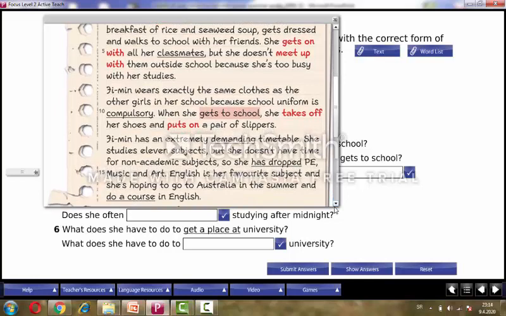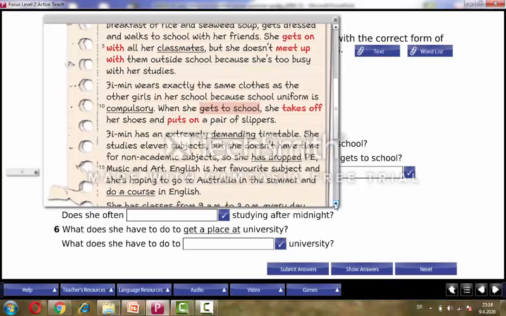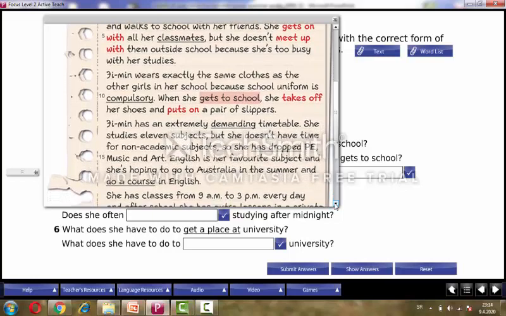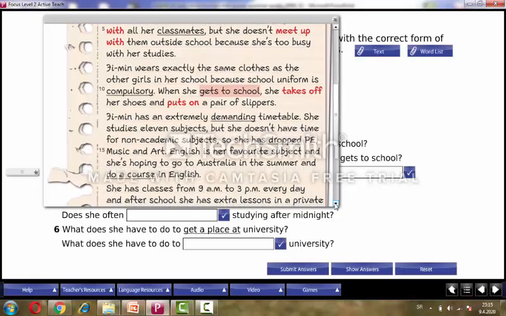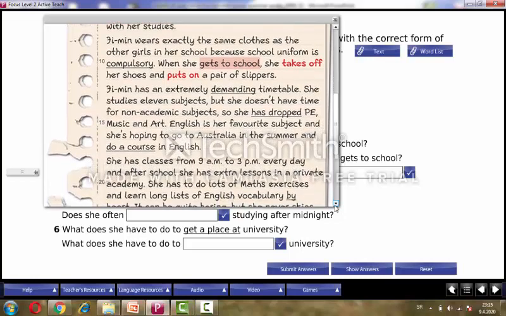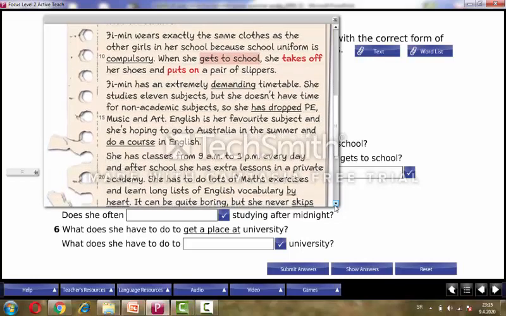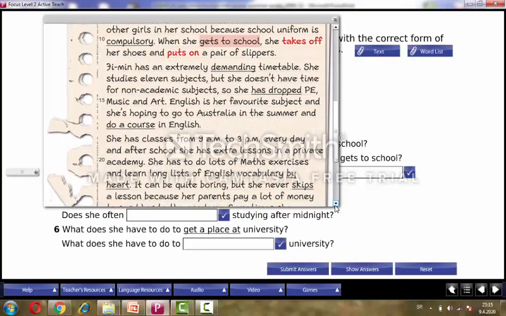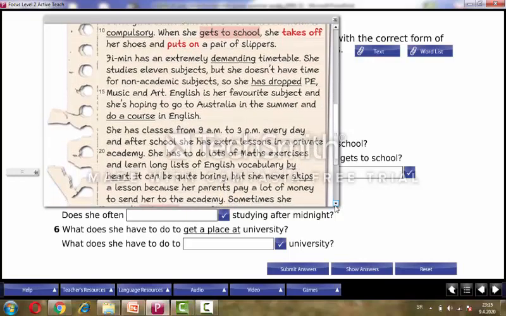Jimin has an extremely demanding timetable. She studies 11 subjects, but she doesn't have time for non-academic subjects, so she has dropped PE, music and art. English is her favorite subject, and she's hoping to go to Australia in the summer and do a course in English. She has classes from 9 a.m. to 3 p.m. every day after school, and she has extra lessons in a private academy. She has to do lots of maths exercises and learn long lists of English vocabulary by heart.